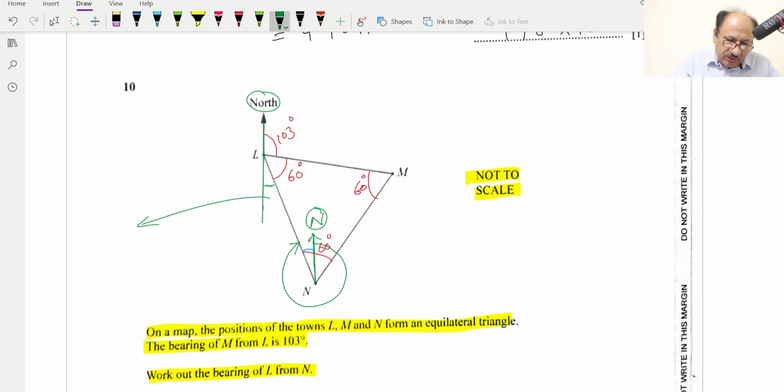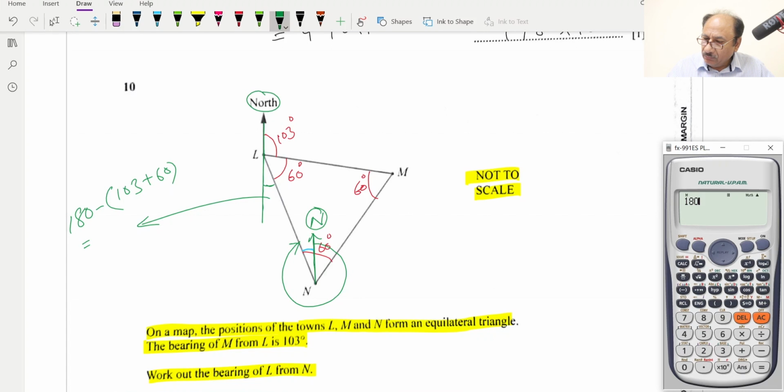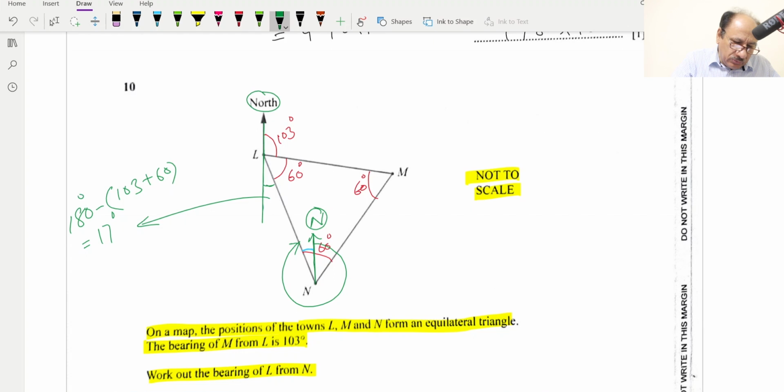So this angle I'm writing over here: 180 minus, two angles we have to subtract, 103 and 60. This will be 180 minus in brackets 103 plus 60, and this will be equal to 17 degrees. If this is 17, this angle will also be 17 degrees. So the bearing will be equal to 360 minus 17 degrees.